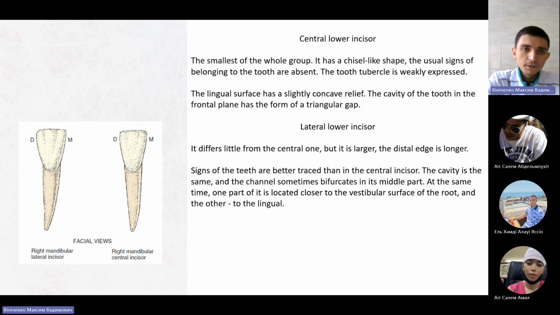Lateral lower incisor. It differs little from the central one, but it's larger. The distal edge is longer. Signs of the teeth are better traced than in the central incisor. The cavity is the same, and the channel sometimes bifurcates in its midline part. At the same time, one part of it is located closer to the vestibular surface of the root and the other to the lingual surface.